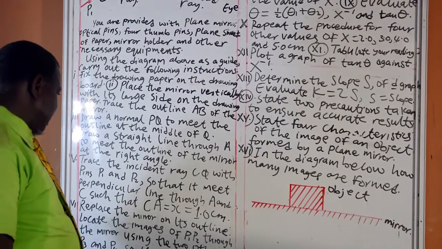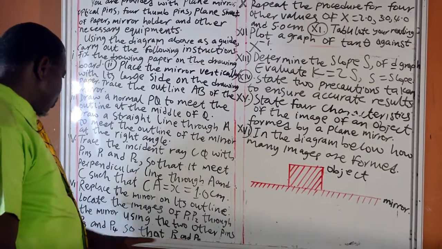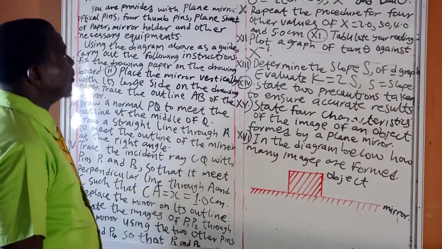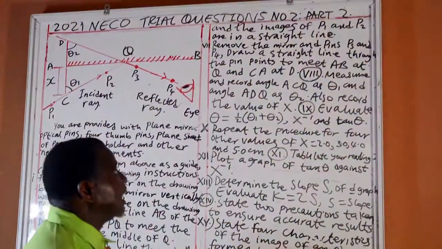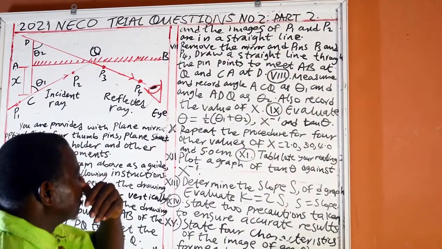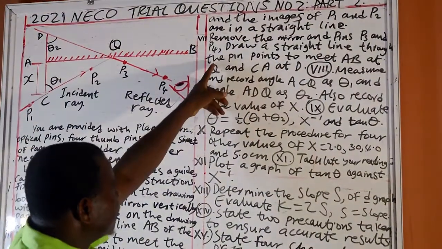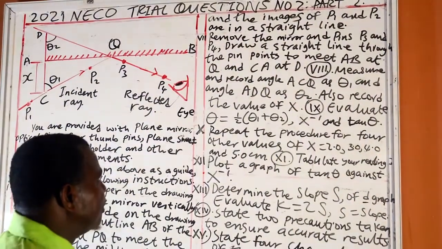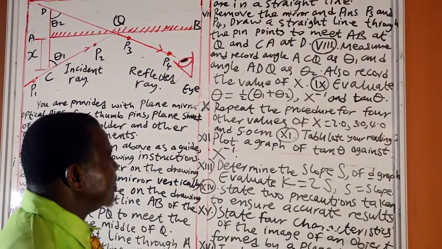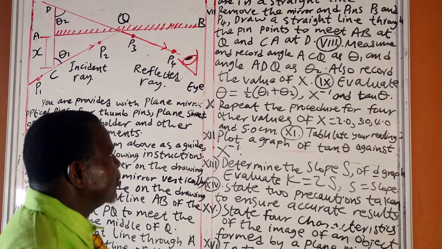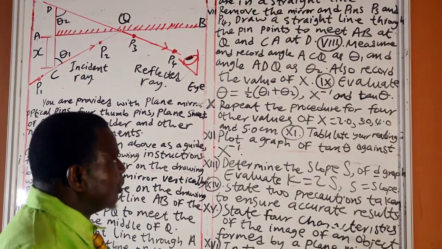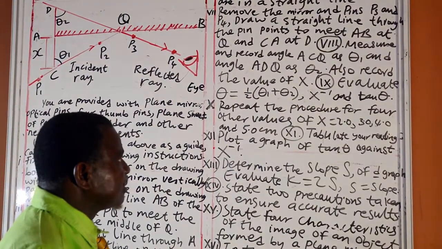Replace the mirror on its outline. Locate the images of P1, P2 through the mirror using the 2 other pins, P3, P4, so that P3, P4 and the images of P1 and P2 are in a straight line. Remove the mirror and pins P3 and P4. Draw the straight line through the pin points to meet AB at Q and CA at D. 8. Measure and record angle ACQ as theta 1 and angle ADQ as theta 2. Also record the values of X.